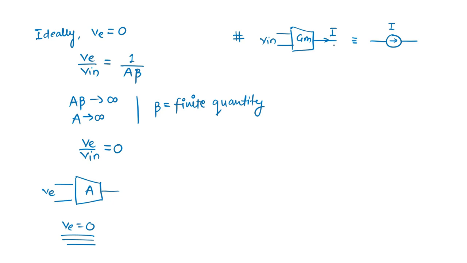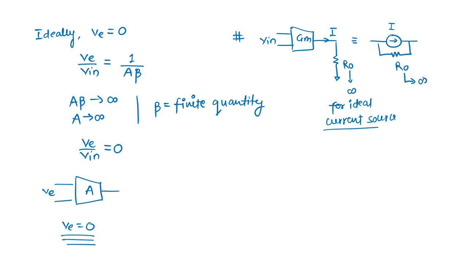So what happens for a current source? If this is the output impedance, ideally we want it to be as large as possible, infinite for an ideal current source. For an ideal current source, the output impedance should be infinite. This is the R out for the current source, so ideally it should be infinite. So the GM cell is nothing but a current source, and ideally you want its output impedance to be infinite.